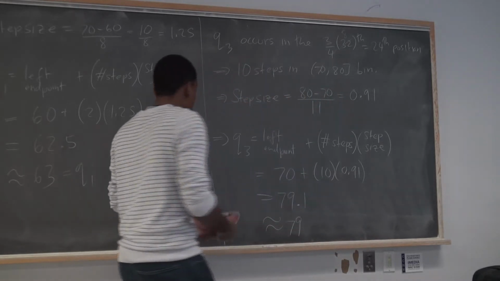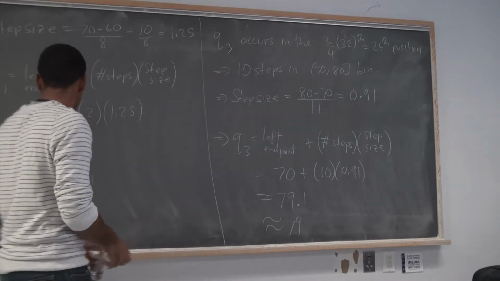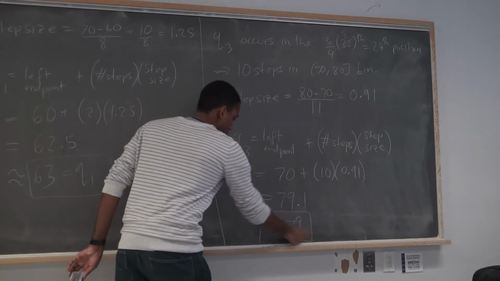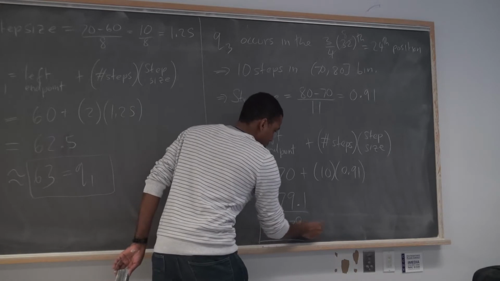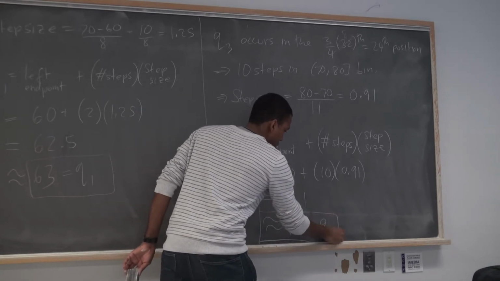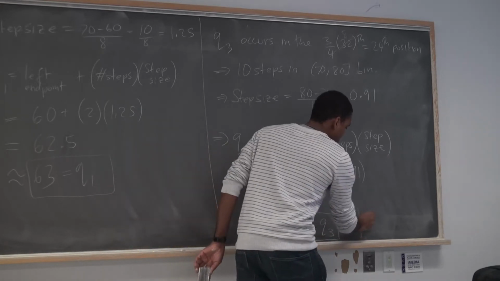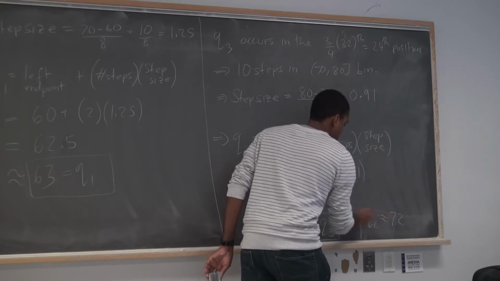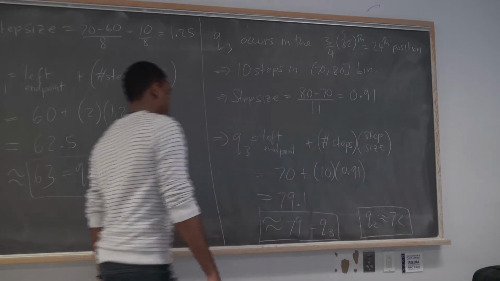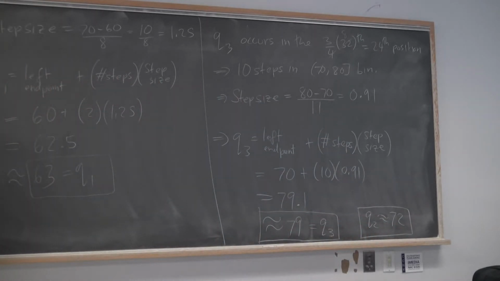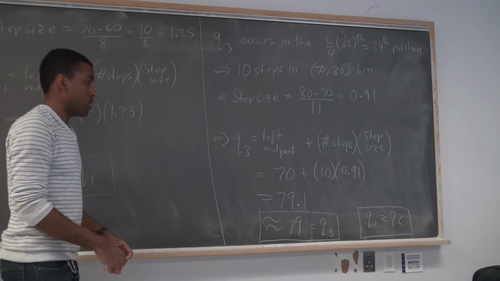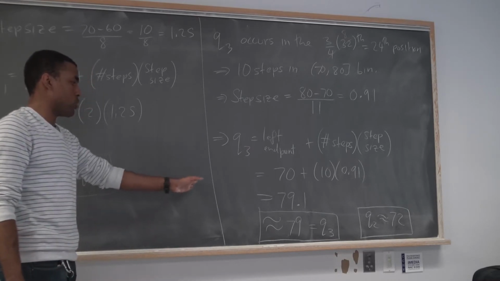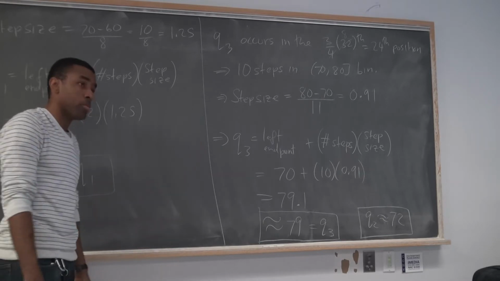So this was Q1, that is Q3. We had before that Q2 was roughly 72. Do you need Q4? No, there is no Q4. There's the lowest, Q1, Q2, Q3, and the highest. That's how we name them.